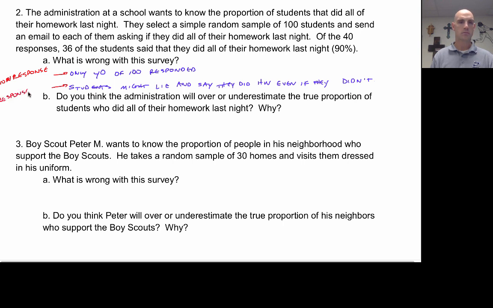Now here's the thing. When you're looking at response bias, you can't say that, oh, for sure people lied. But what you have to consider is the way that you ask the question and the circumstances surrounding this survey could have induced response bias. And so you have to construct your survey in such a way that you don't induce response bias. Okay. Do you think the administration will over or underestimate? Probably overestimate.